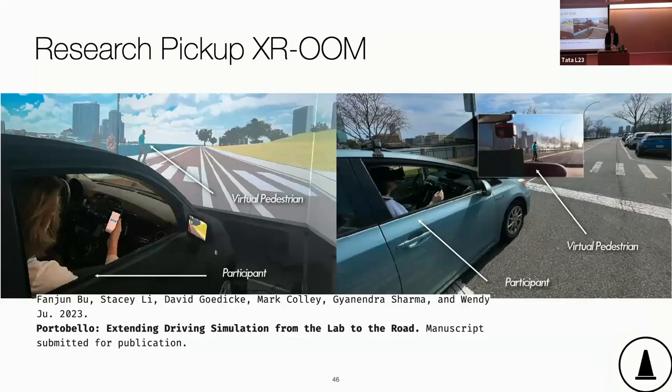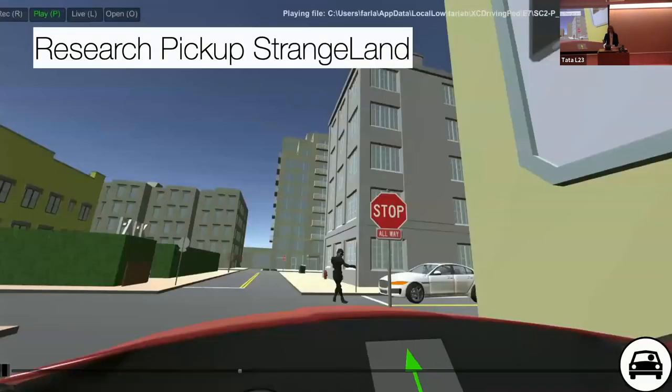Frank has picked up the XR room simulator and extended it by adding more advanced tracking features. And he could show that replicating in-lab studies in the real world is now also possible with this more accurate tracking. And then Jiyun picked up the Strangeland simulator and added a whole bunch of features to it, including pedestrian tracking, autonomous vehicles, but that's for her to talk about.